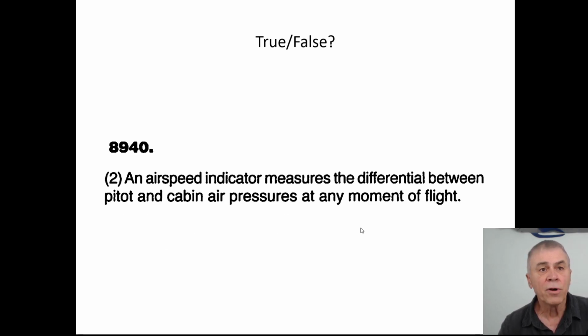And the second part of the question: an airspeed indicator measures the differential between pitot and cabin air pressures at any moment of flight. Well, we do know the differential is between the pitot and the static. So we got the pitot part right, but the static is to the outside air. The cabin air pressure, especially in a pressurized aircraft, is not going to have anything to do with how fast you're going through the air. So this one is false.